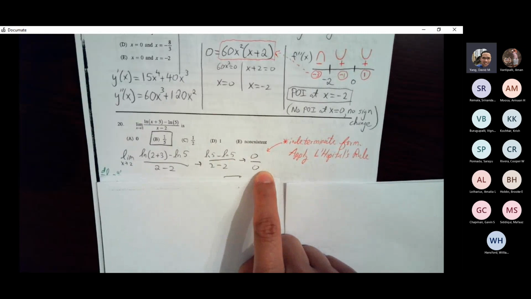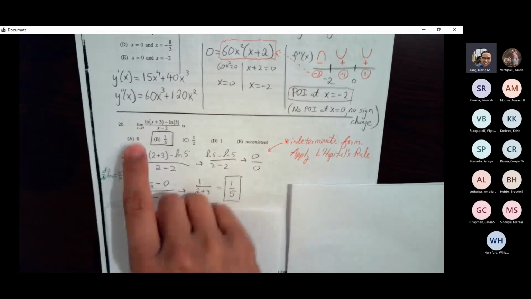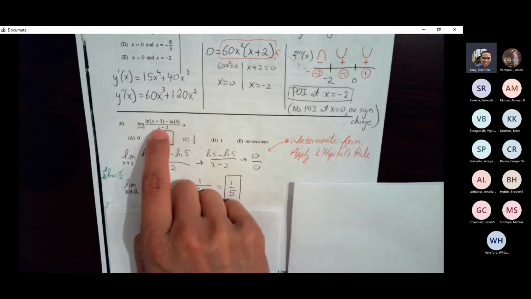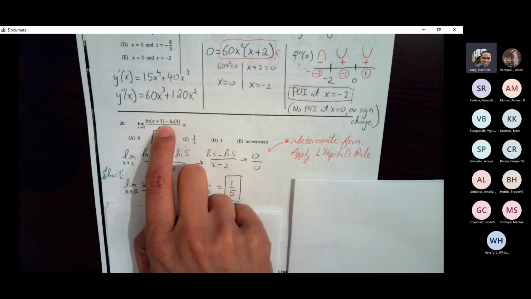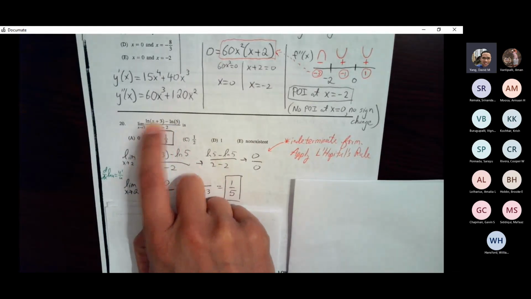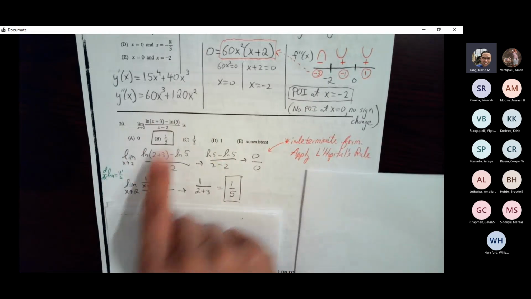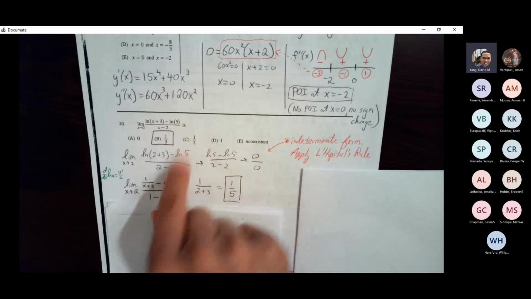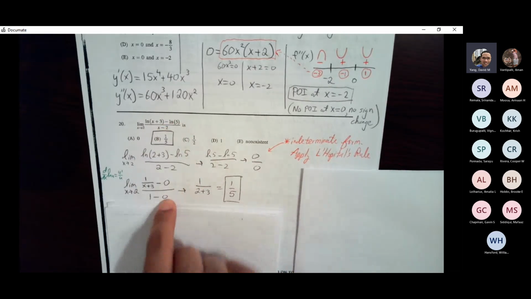And when we get to indeterminate form, we have the flexibility to now apply L'Hopital's rule, which is to take the derivative of the numerator and denominator separately. So we'll treat the numerator separate from the denominator. The derivative for natural log of x plus 3, we know the rule for natural log is u prime over u, so 1 over x plus 3. Natural log of 5 is a constant, goes to 0. x goes to 1, and the 2 goes to 0.